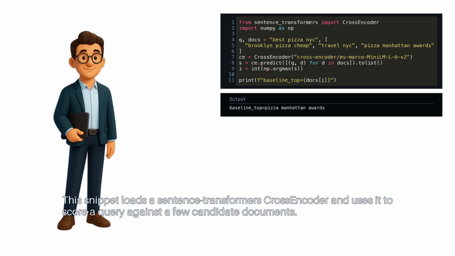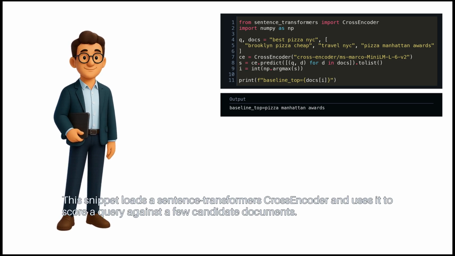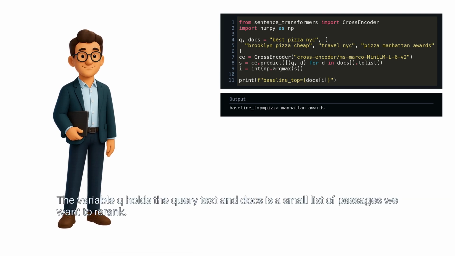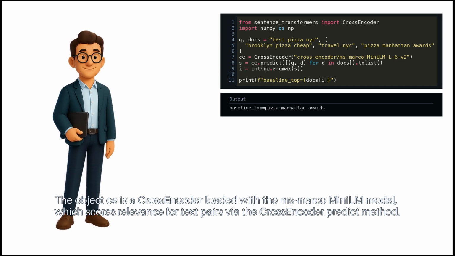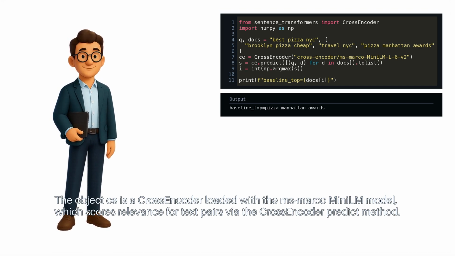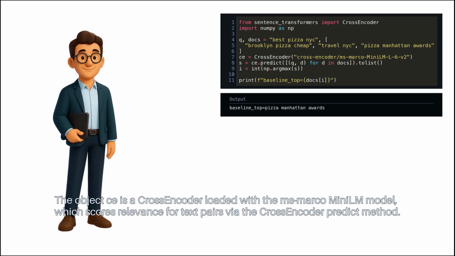This snippet loads a sentence transformer's Cross-Encoder and uses it to score a query against a few candidate documents. The variable q holds the query text, and docs is a small list of passages we want to re-rank. The object CE is a Cross-Encoder loaded with the MS MARCO MiniLM model, which scores relevance for text pairs via the Cross-Encoder predict method.